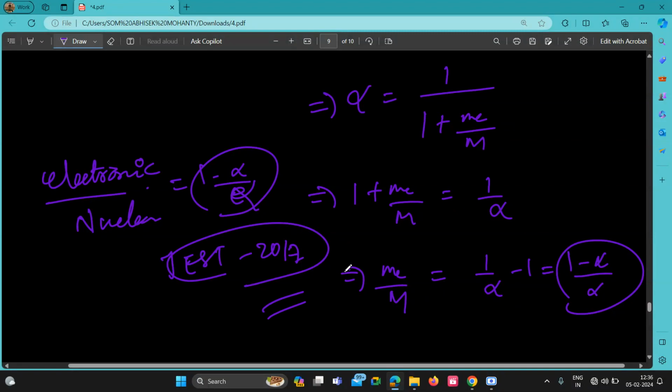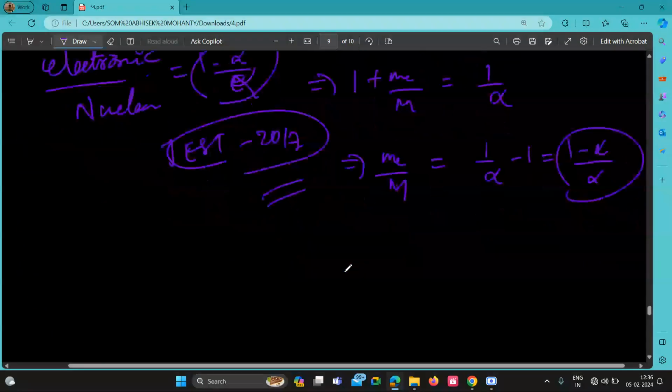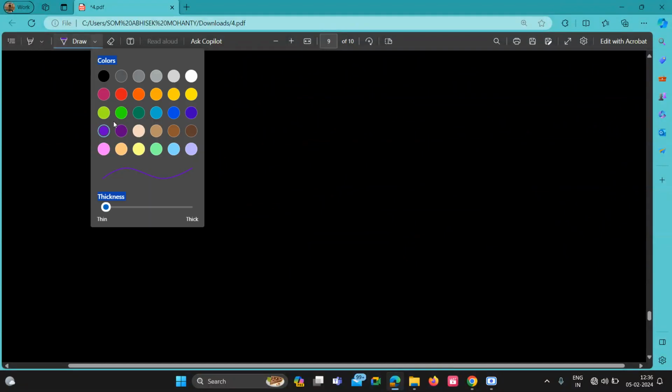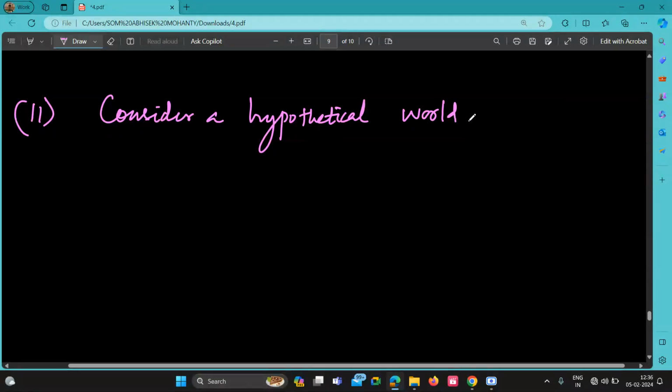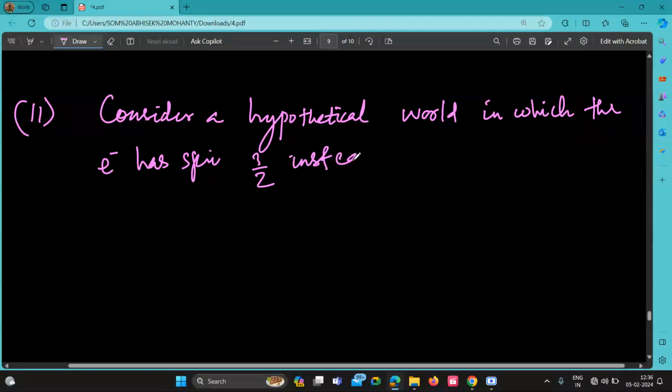Next question. It was question number 10. Question number 11. Consider a hypothetical world in which the electron has spin 3 by 2 instead of 1 by 2.